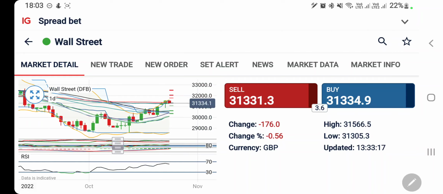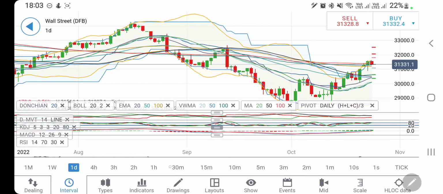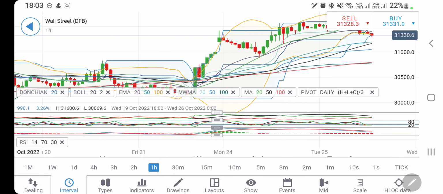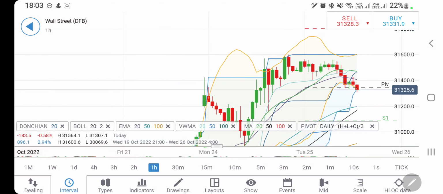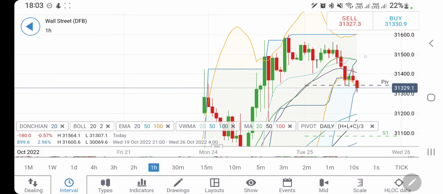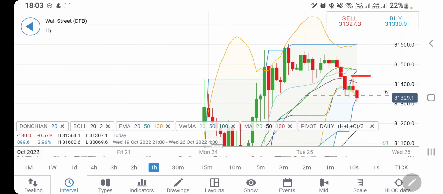US 30 trading at 31330 levels, and let's first start with the hourly charts. You will find on the hourly charts consistent red candles. Now look at these two candles, the retracement, and now it has given a breakout. It is again trying to trade bearish. Possibly once it trades below 31300, certainly more bearishness can be seen, and it may continue with the downward momentum. At the same time, one must not forget lower highs, lower lows.